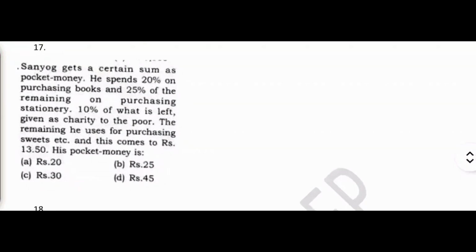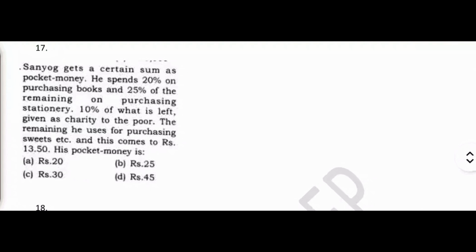Sayok gets a certain sum of pocket money. He spends 20% on purchasing books, 25% of the remaining on stationery, 10% of what is left he gives to charity. The remaining he uses to purchase sweets, etc. And this comes to 13.50. Simple guys. Pocket money, let us assume it is X. He spends 20% on purchasing books. If he spends 20, he's left with 80%, and 25% of the remaining on purchasing stationery. 25% he has spent, he has remained with 75%.